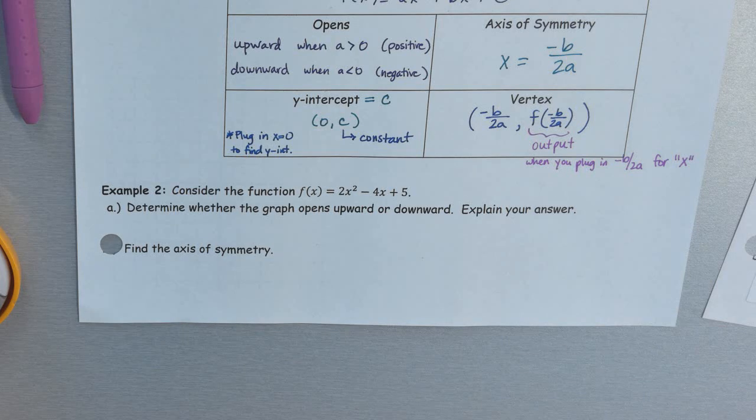Okay, so you're going to find your x using the opposite of b over 2a. Whatever you get from there, plug it in. That will be your y. And that's what we did yesterday.